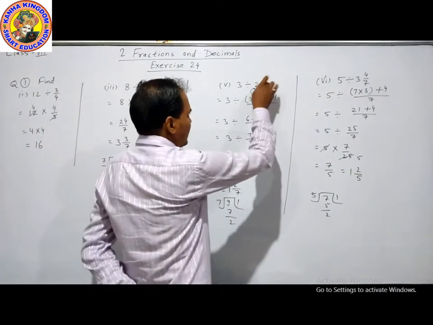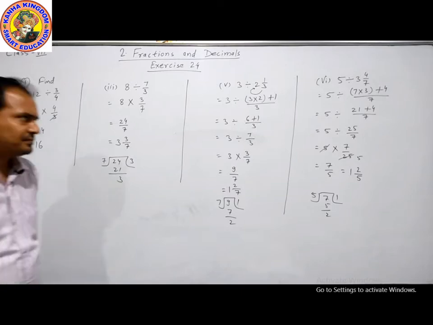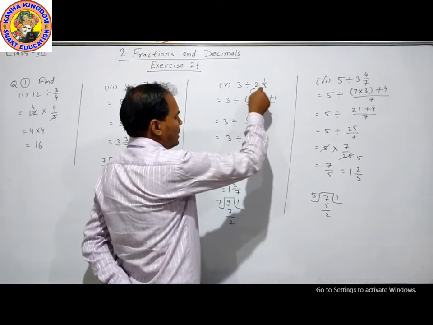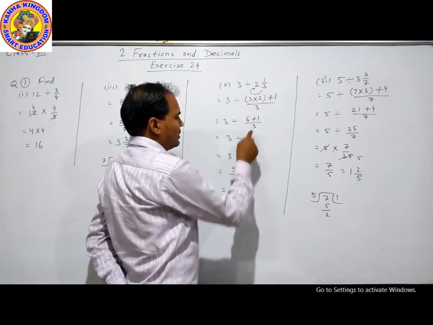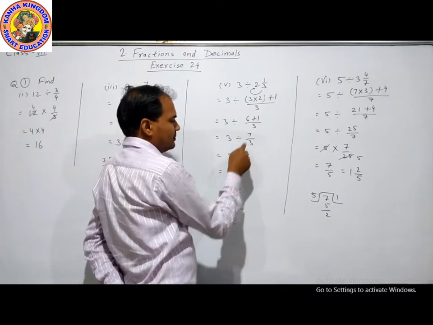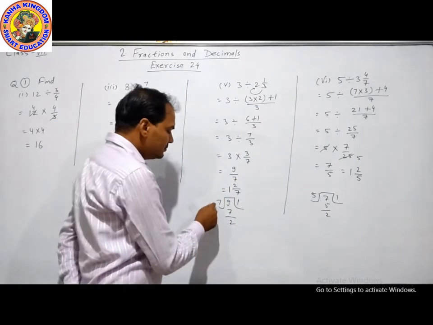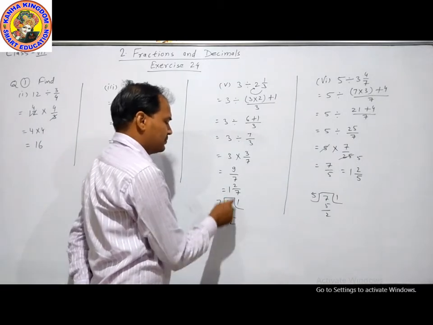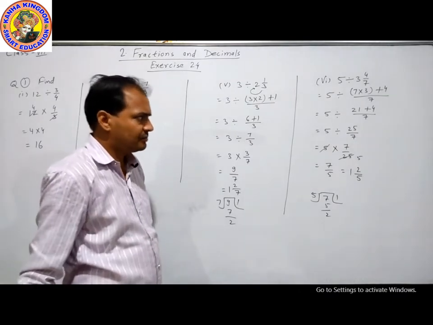In the next question, there is a mixed fraction, and we will change it into a normal fraction. So 3 into 2 is 6, then plus 1, 7. Now divide will change into multiply, and the digit will be interchanged. 3 into 3 is 9, 9 by 7. When we divide 9 by 7, 1 time 7, remainder is 2. So 1 time complete division, 2 is remainder, 7 is our divisor.